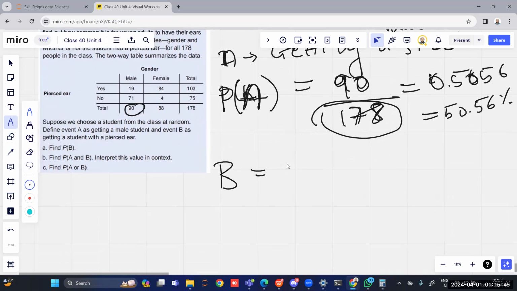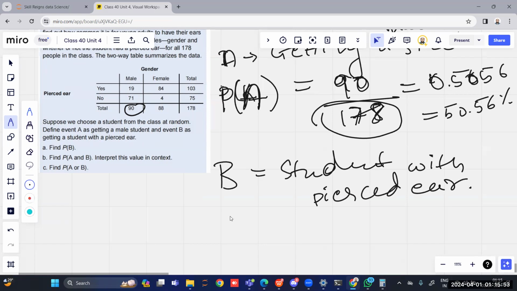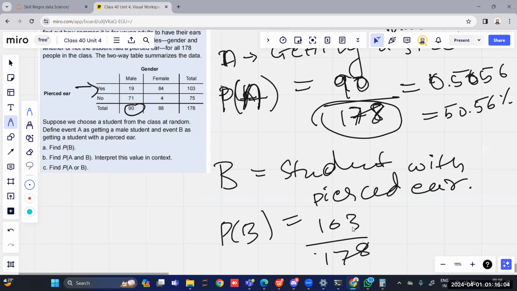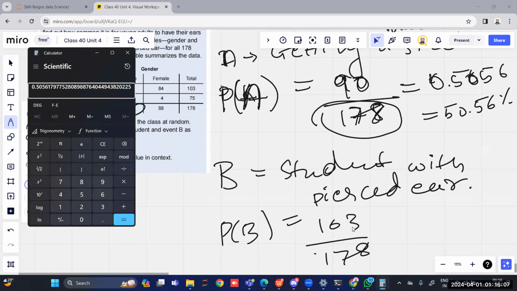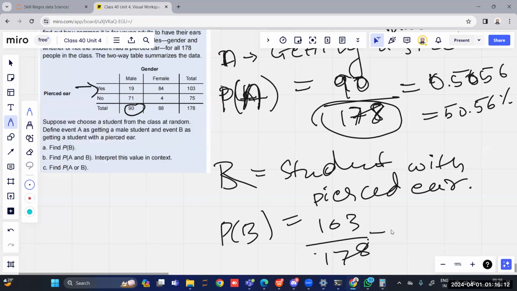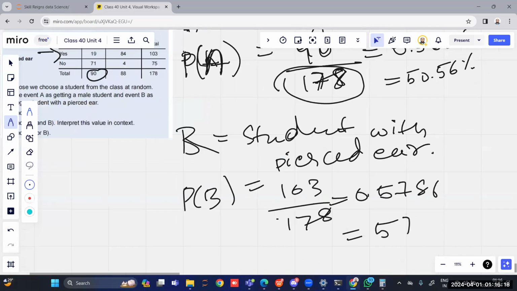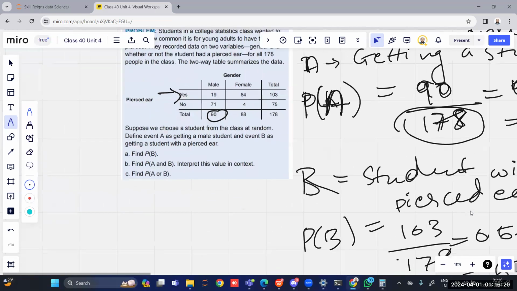So what's B? B is getting a student with a pierced ear. So what will be the probability of it? See here, pierced ear, 103 upon 178. 103 divided by 178 is 0.5786, which is around 57.86%. Yes or no? Correct. Now that's the game.